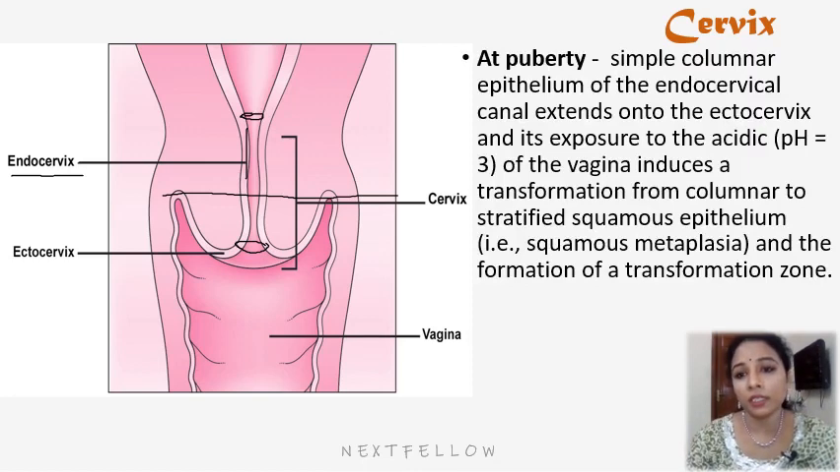So we can see it is lined by simple columnar epithelium and its pH is around 3, which induces the transformation from columnar to stratified squamous epithelium. Before puberty, the cervix is lined by simple columnar epithelium. Once the woman attains menarche and puberty, slowly because of acidic exposure, it induces the transformation from columnar to stratified squamous epithelium.